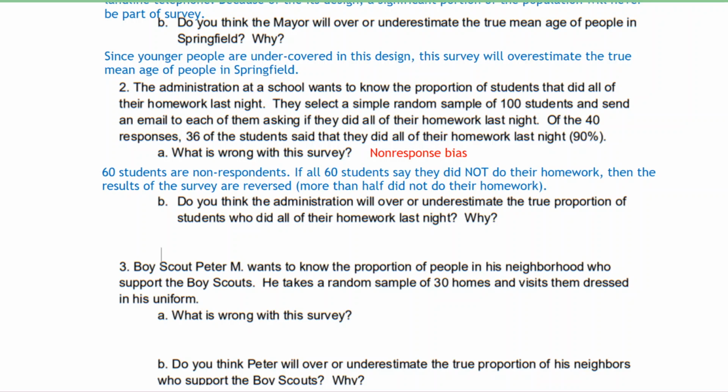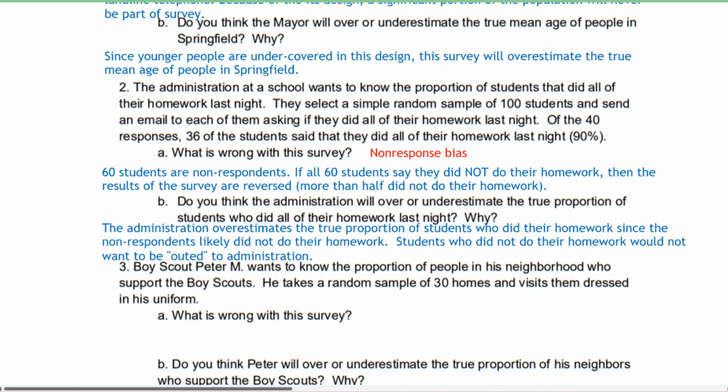Do you think the administration is going to over or underestimate the true proportion of students who did their homework last night? Well, I think it's pretty clear that the administration is going to overestimate the true proportion of students who did their homework, since it's very likely that the students who did not respond probably didn't do their homework either, or at least a significant portion of those non-respondents did not do their homework.